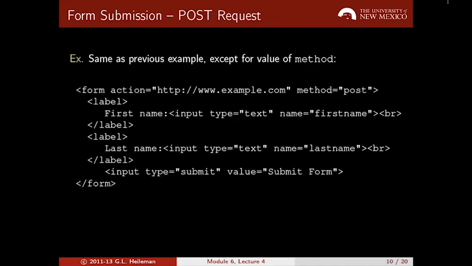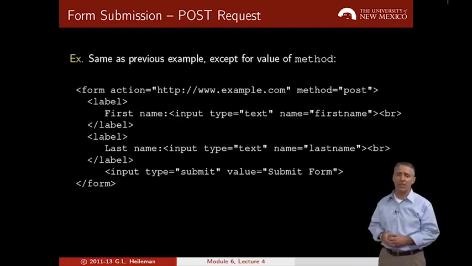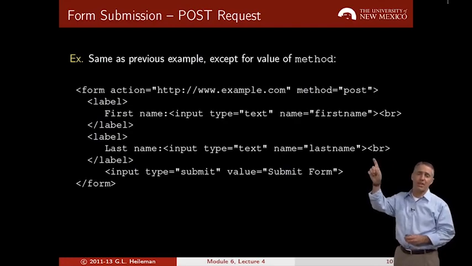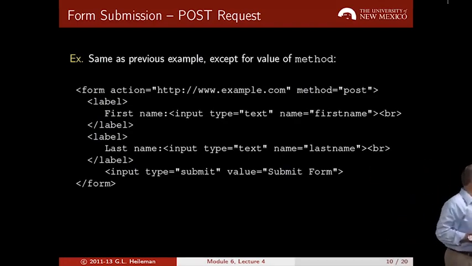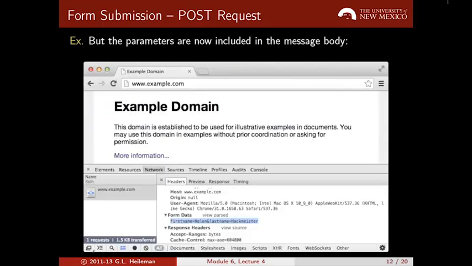Let's look at this same example. This is the exact same example as the previous one. The only thing that's changed here is if you look at method equal post rather than method equal get. Let's look at what that looks like in the browser. It looks identical. There's nothing different. I've entered a first name and a last name. And when I click Submit Form, this is what it looks like.